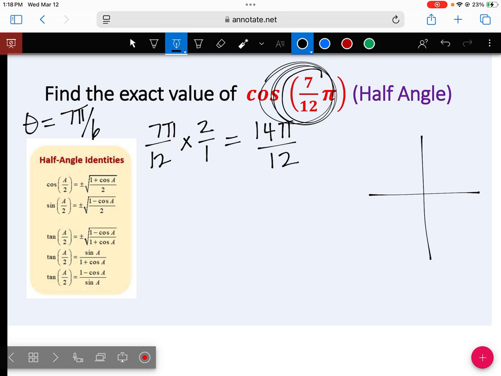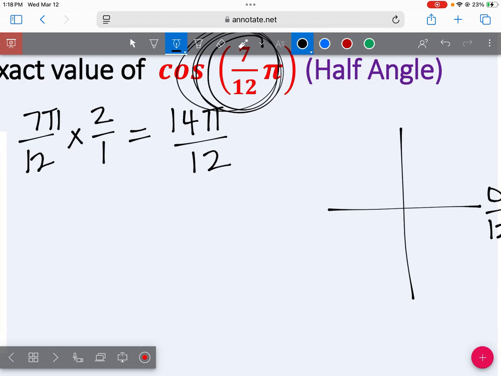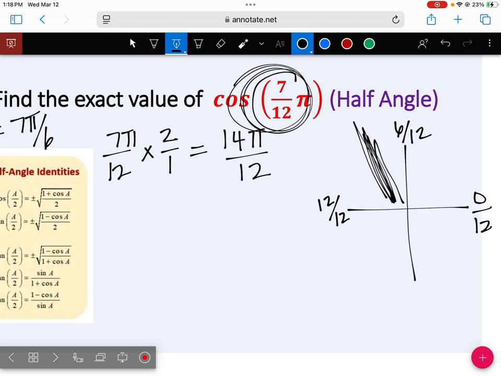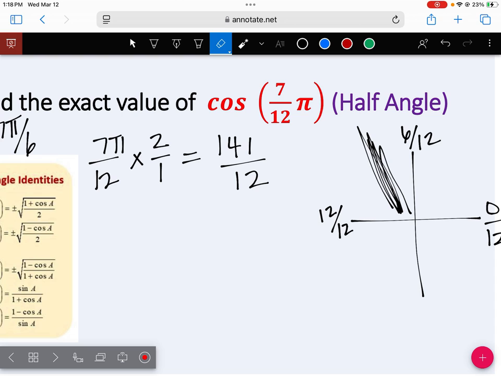We're in 2. So remember, this would be 0 over 12. What's half of 12, guys? This would be 6 over 12, and this is 12 over 12. 7 is in here. Okay, so this angle is in quadrant 2. So we're in quadrant 2. So we need to write that down because that's really important.